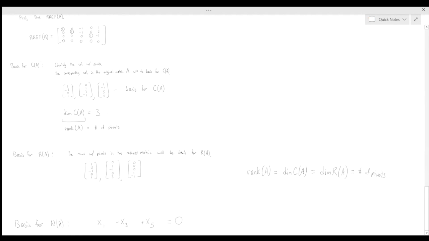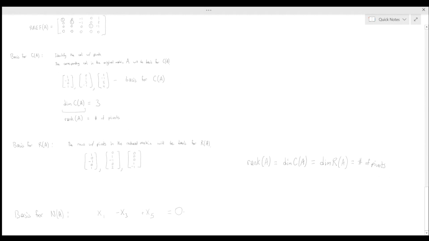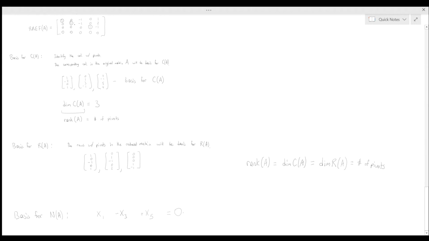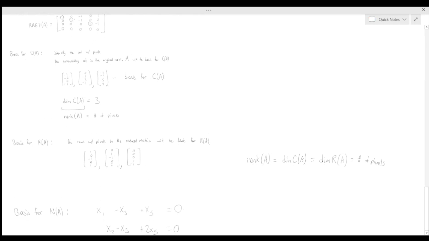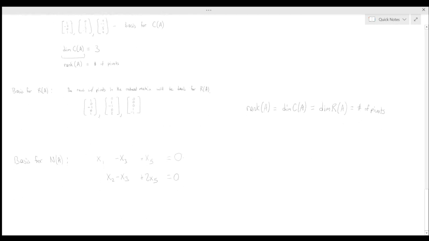Okay, so from the first row of the reduced matrix, I get 1x1 minus x3 plus 1x5. You set it equal to 0 for the null space. The next equation would be 1x2 minus x3 plus 2x5. And then the third equation is going to be just 1x4 minus x5 equals 0.